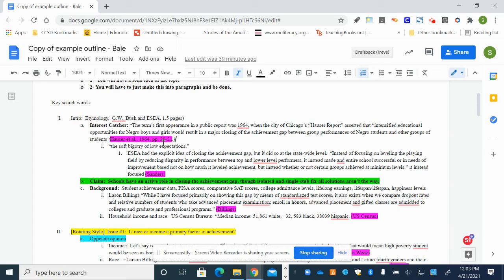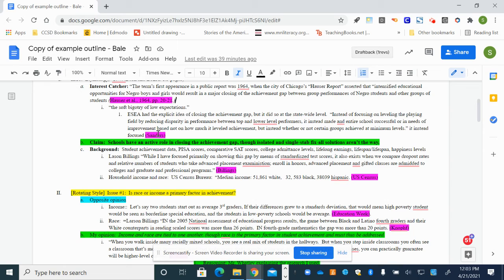There's going to be a variety of ways to do this, but this is just one example of using in-text citations. So this one has page numbers. Then over here, you see the next one has just the author's name. So it depends on the type of evidence you're using, whether it's a website, whether it's a book, an article, and so on, how you're going to do that.